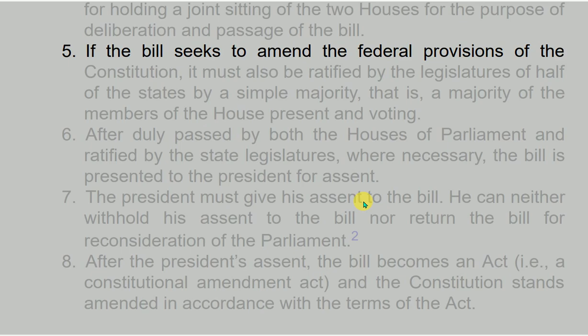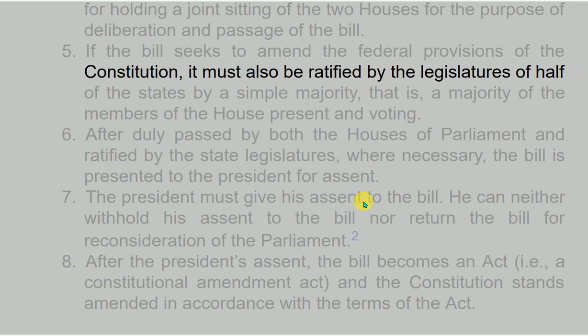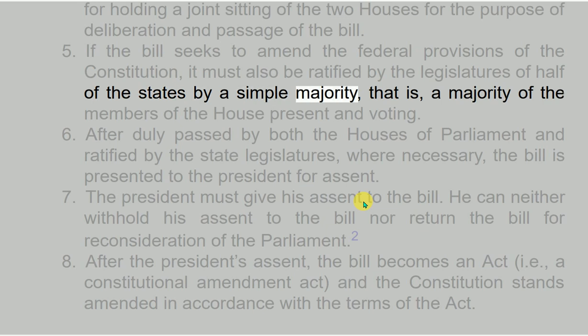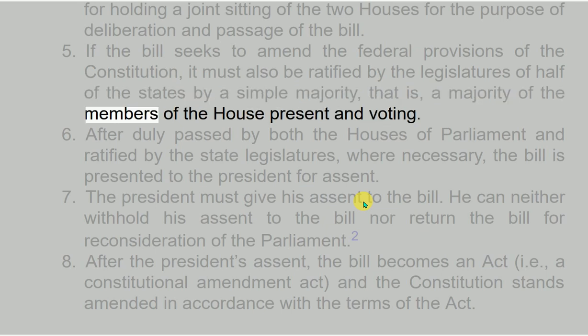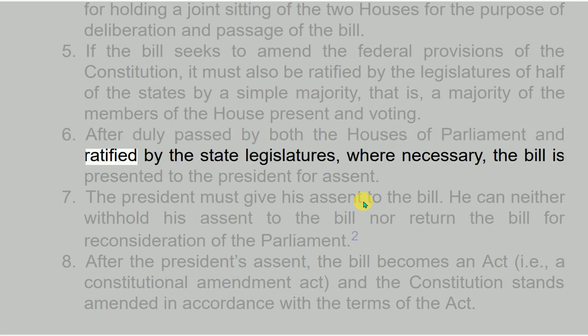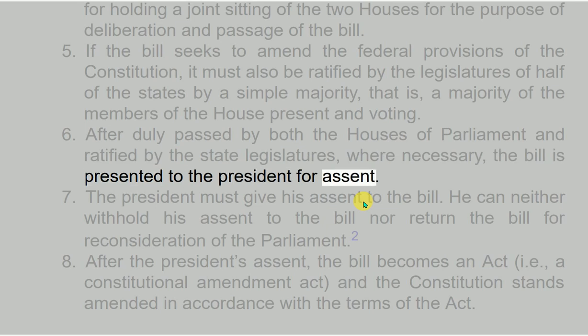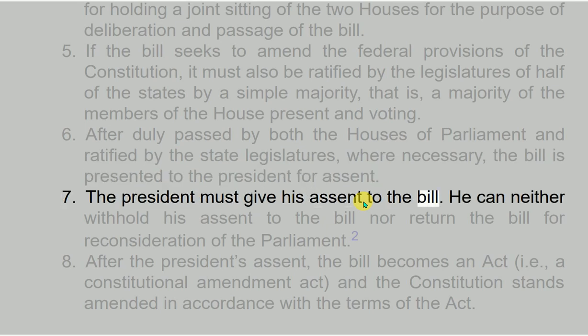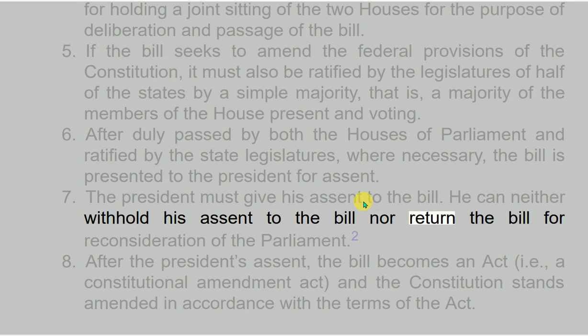5. If the bill seeks to amend the federal provisions of the Constitution, it must also be ratified by the legislatures of half of the states by a simple majority, that is, a majority of the members of the House present and voting. 6. After being duly passed by both the Houses of Parliament and ratified by the state legislatures, where necessary, the bill is presented to the President for assent. 7. The President must give his assent to the bill. He can neither withhold his assent to the bill nor return the bill for reconsideration of the Parliament. 8. After the President's assent, the bill becomes an act, i.e., a constitutional amendment act, and the Constitution stands amended in accordance with the terms of the act.